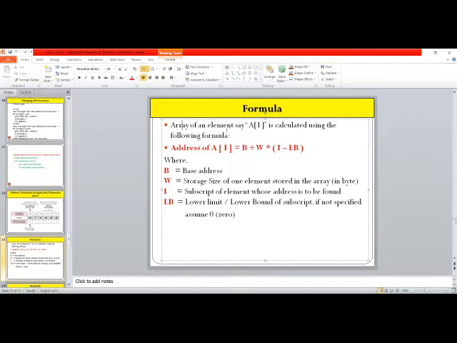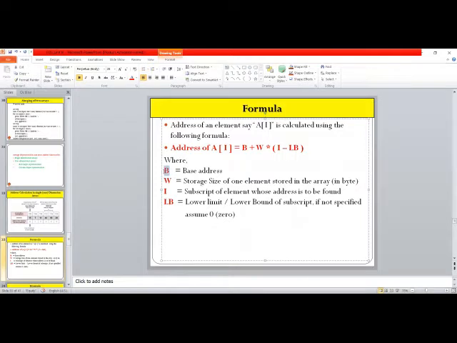Address of an element, let us say A of I, is calculated using the following formula. A of I is equal to B plus W multiplied by (I minus LB). So this is the formula. Now let us understand what is this B, W, I and LB.